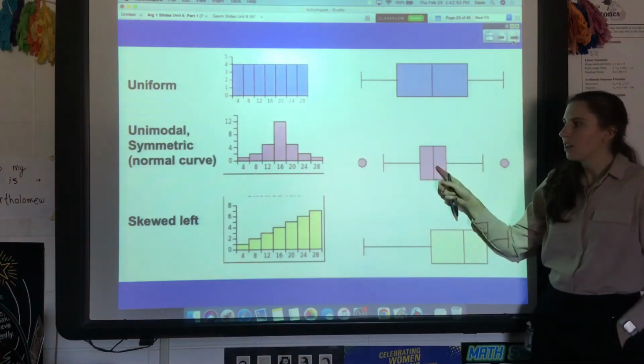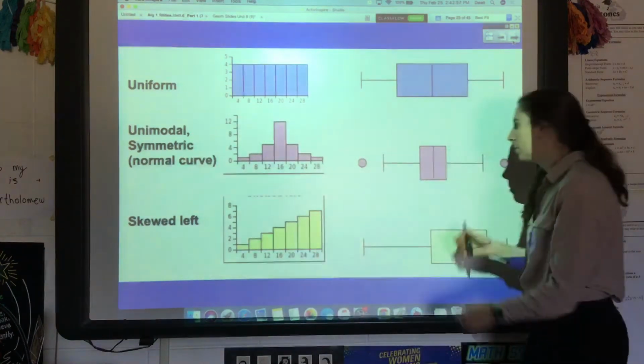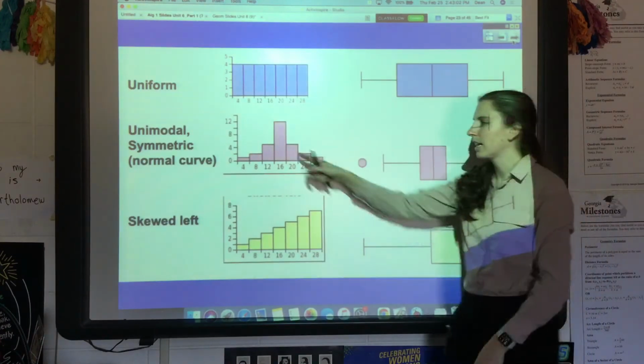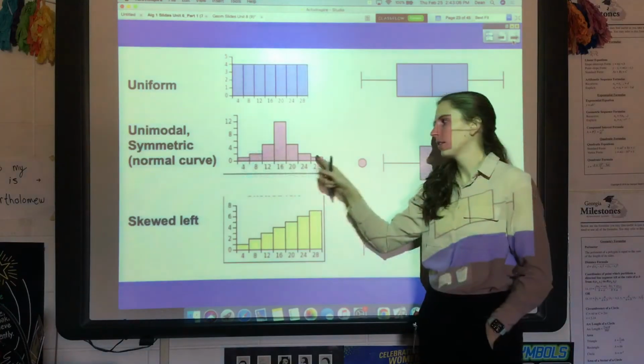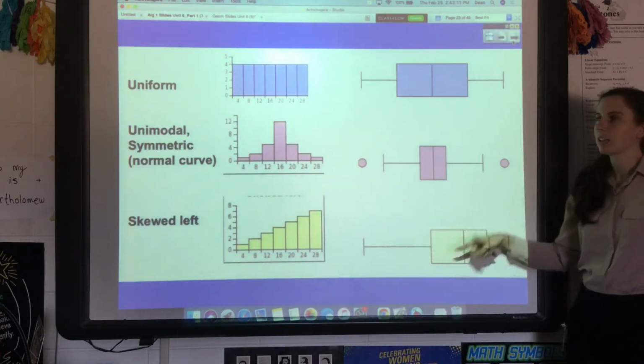Whereas this one, more of the data is there in the center. And so that's why the middle 50% box here is kind of squished together. It's because it doesn't take that much to get 50% of the data, and then you might have a few outliers on the end. And then once again, this is what skewed left would look like.